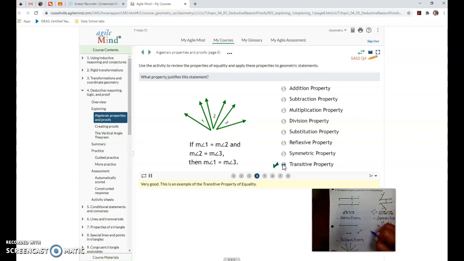It states if A equals B and B equals C, then A equals C. Whoops, I wrote A and said C.